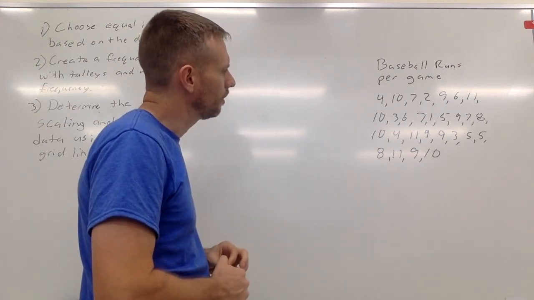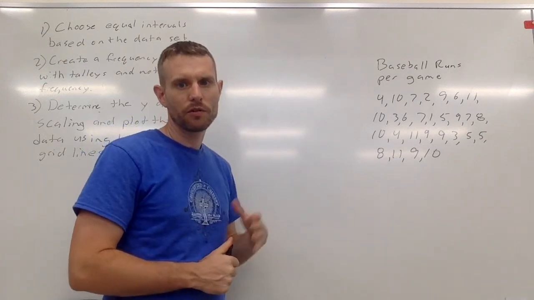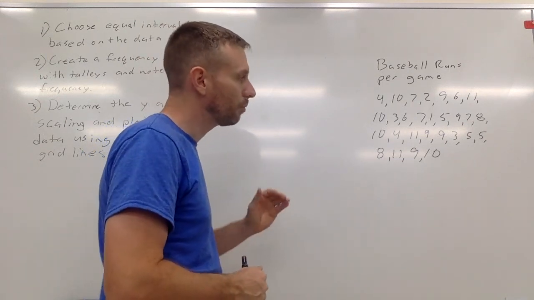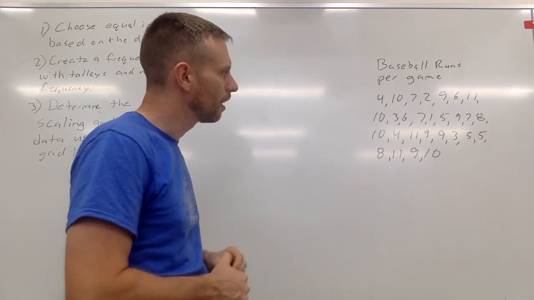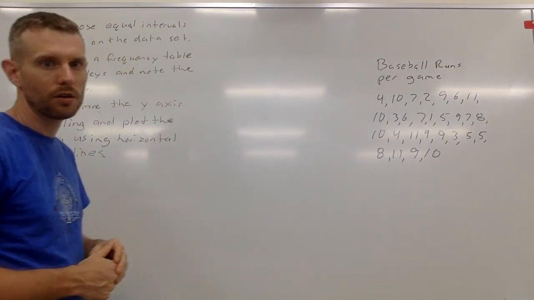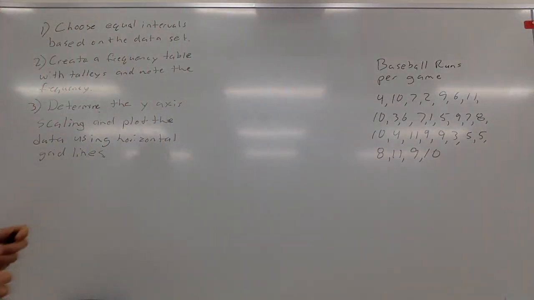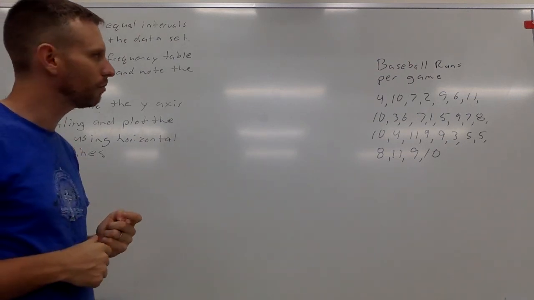Now, all of this data is listed. It's not in order from least to greatest. You could make the first step, I suppose, to put it in order from least to greatest, or as we see here, it says use equal intervals based on the data set. So we need to basically determine what our intervals are going to be.